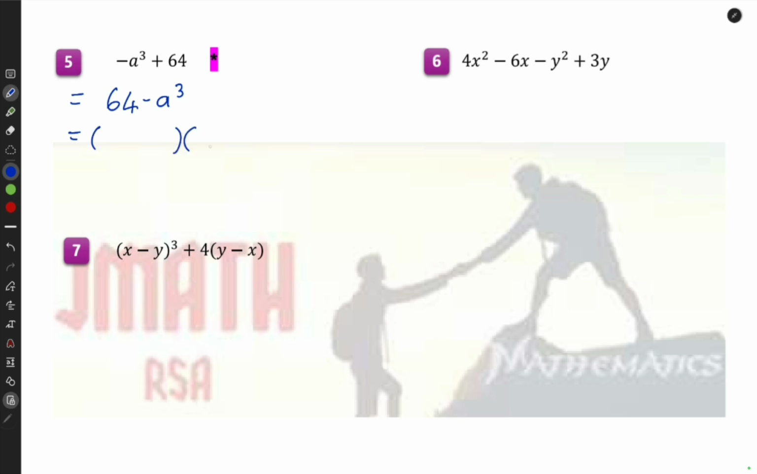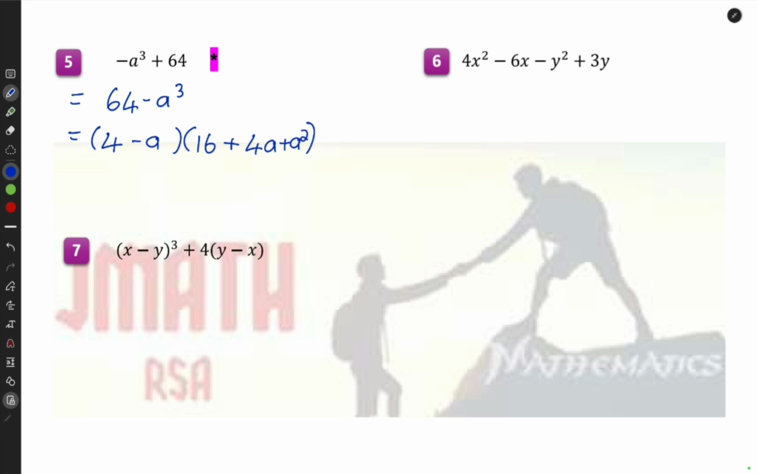So small bracket, big bracket. What times what times what gives me 64? It would just be a 4 minus a. And then for the big bracket, square the first one, multiply them but change the sign, and then square the last one. There we go. I am done.